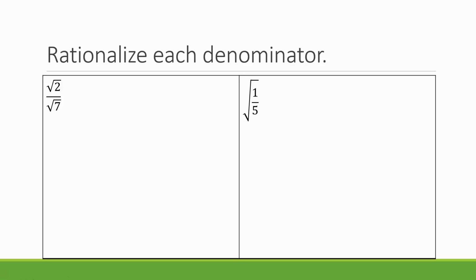The first problem we have is the square root of 2 over the square root of 7. Now I can't simplify. I could put that underneath one radical, but I can't simplify the fraction 2 over 7, so that would not help. I want to get rid of the radical out of my denominator. So to make the square root of 7 into a perfect root, I'm just going to multiply it by itself. And that will make that into a perfect square, because the square root of 7 times the square root of 7 is the square root of 49.